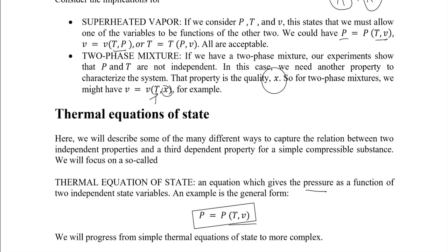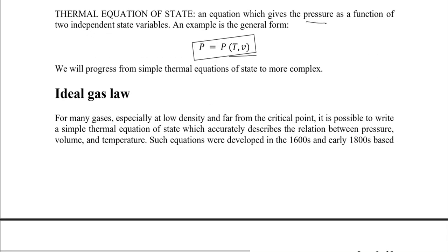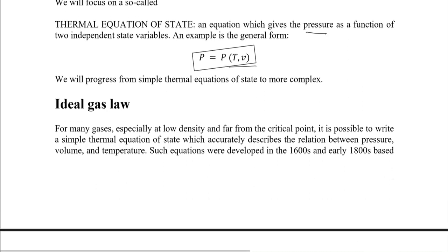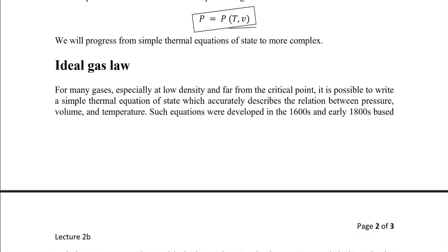Definitely, if I'm looking at not a simple substance, the equation would get complex, and more variables will be involved. The earliest thermal equation of state which was derived was the ideal gas law, or the ideal gas equation. For many gases, specifically at low density and far from the critical point, it is right.